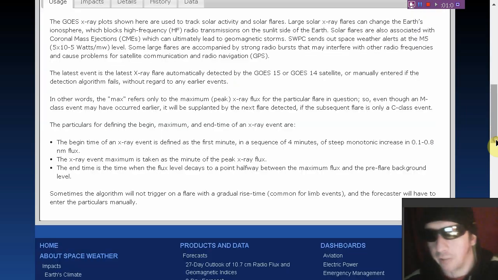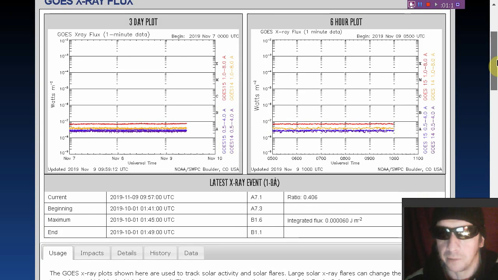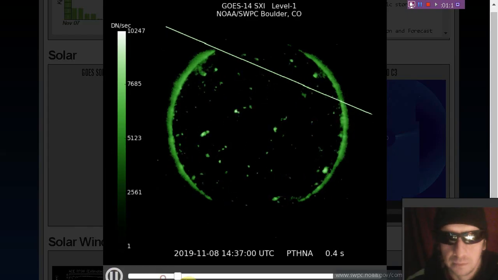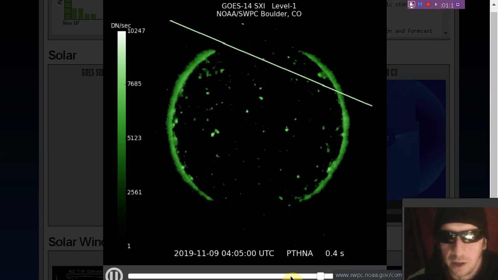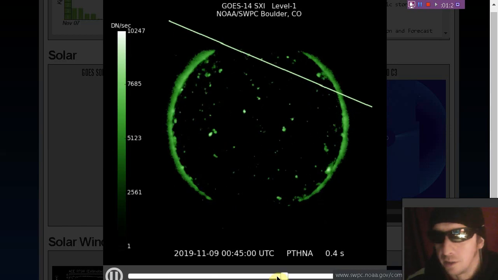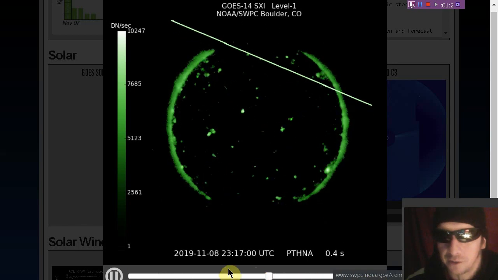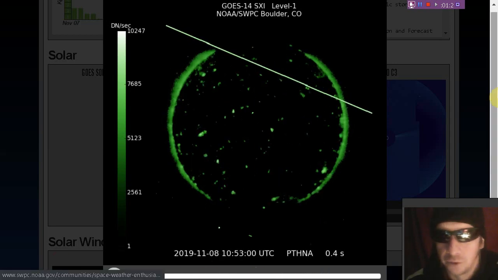X-ray flux is totally flatlined. Whoops, there we go. And here's the GOES X-ray imager. Not a lot going on there. A little bright spot there in the southwestern portion. Not sending a lot of X-rays our way to that GOES 14.